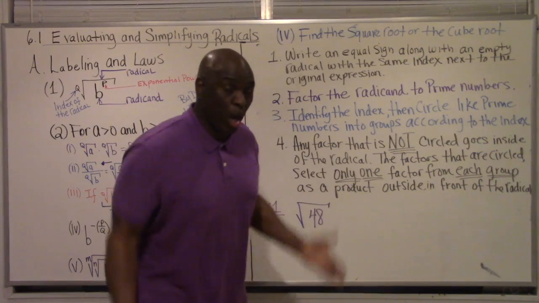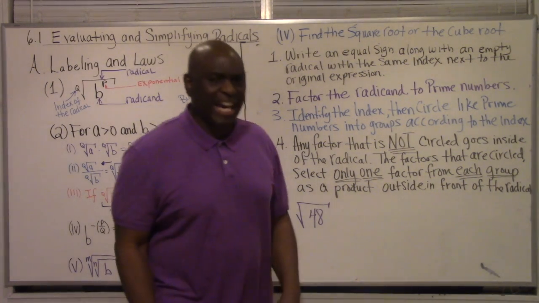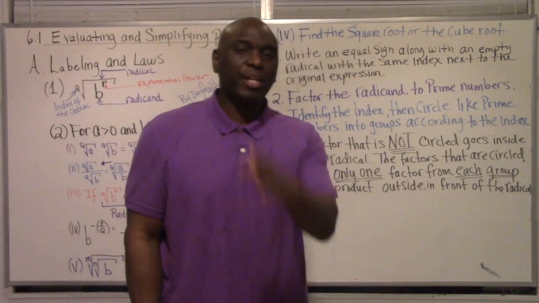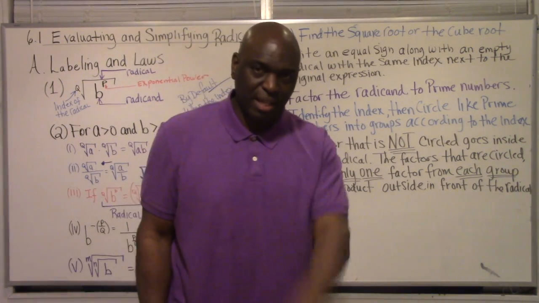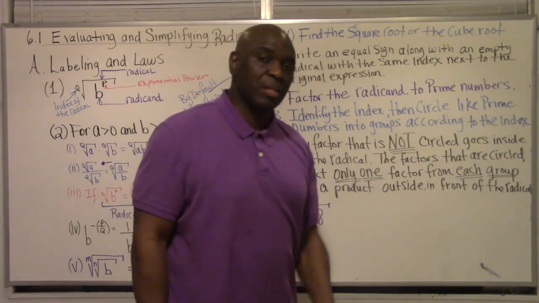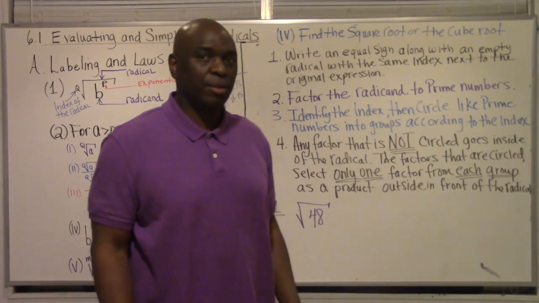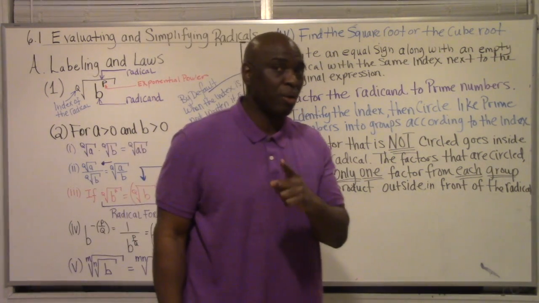Mr. Wright, what do I do? I do not know the square root of 48. Oh, pull out my calculator, right? Wrong answer. You can't do that on the test or any assignment with this kind of problem. Calculator is not going to get it. You must go through the steps and simplify it and have a radical in your answer. All right, here we go.